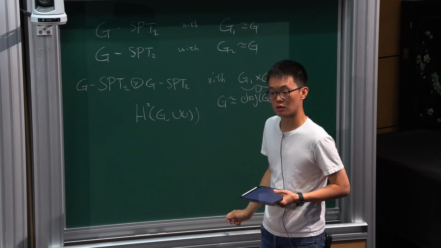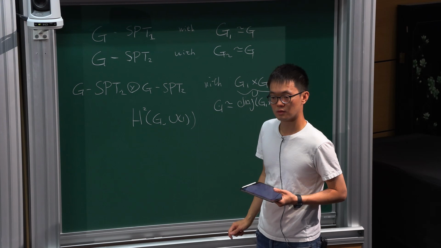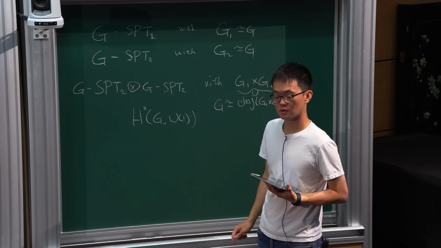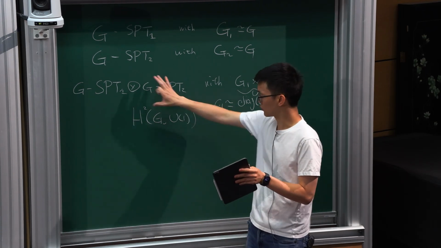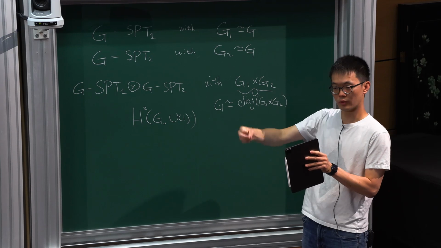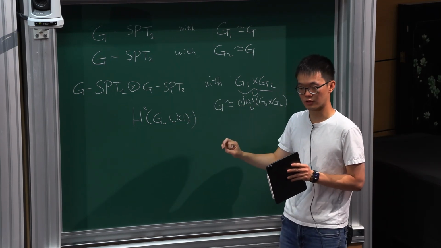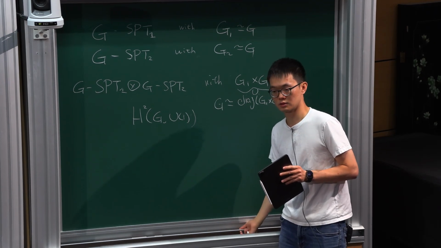Yes. There are other subgroups isomorphic to G inside G1 plus G2. Do they give rise to different SPTs? You can take different ones, but you have to commit to a way to take the diagonal, and that will determine the SPT for you. If you pick a different diagonal, I think generally you get a different SPT.